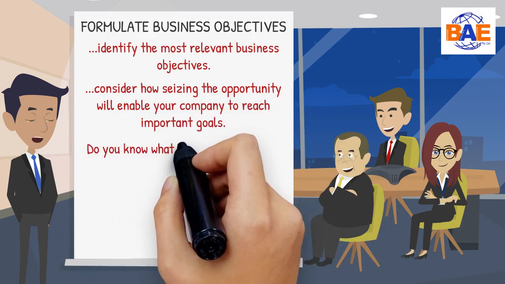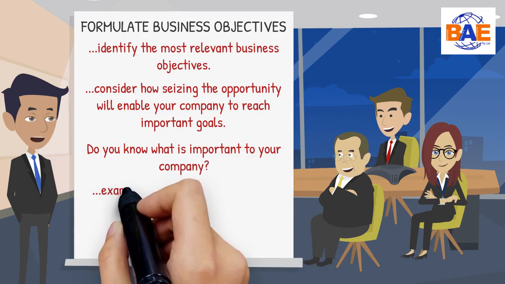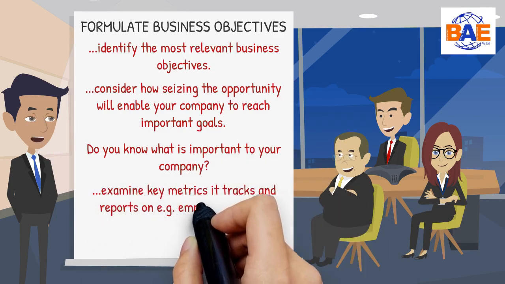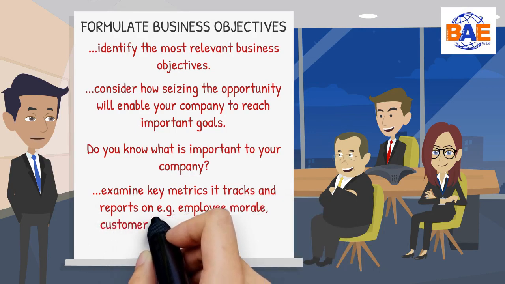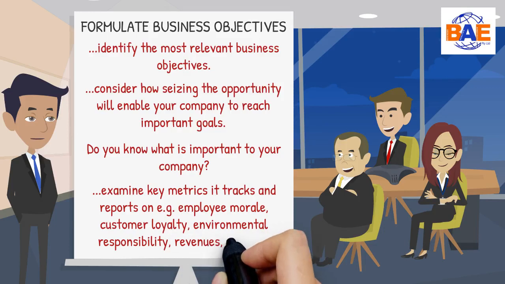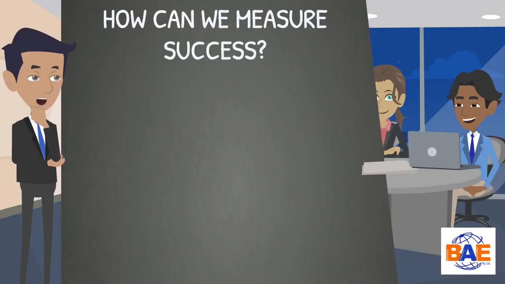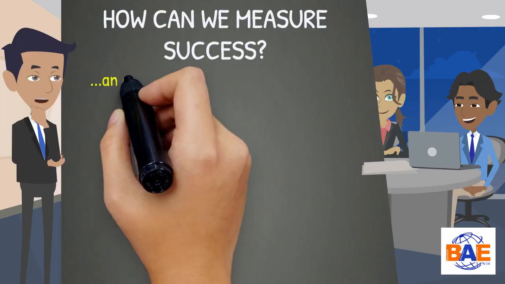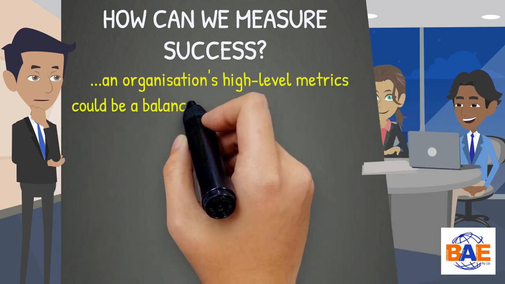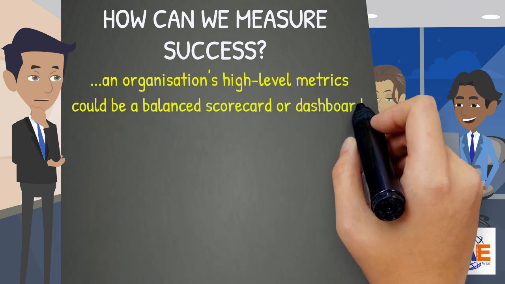To find out what your company considers important, examine the key business metrics it tracks and reports, things such as employee morale, customer loyalty, environmental responsibility, revenues, costs, and so forth. Often a company's performance measurement system, for instance a balanced scorecard or a dashboard, documents your organization's high-level metrics.